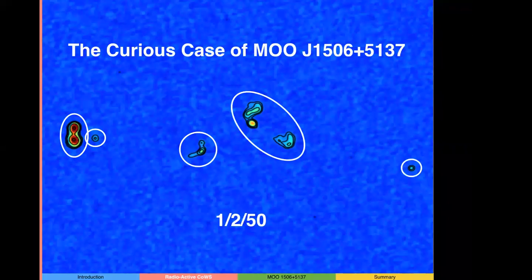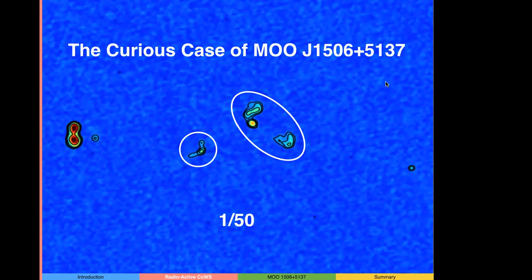So first of all, it stood out in that it was one of only 2 clusters in the 50 radio-active cows that had 5 radio sources in the cluster at all in the VLA data. It also is one of only 2 clusters that have 3 complex sources, which is quite interesting. And it is the only cluster that had 2 bent tail sources in the cluster at all.